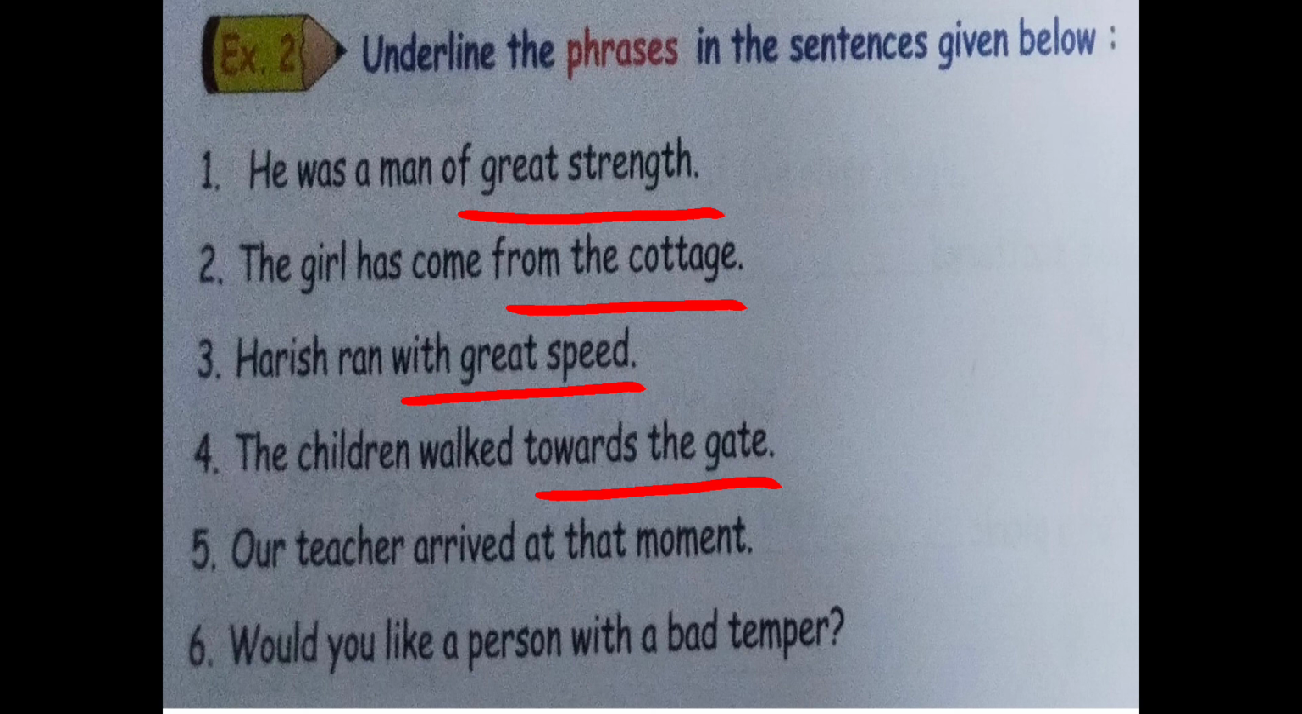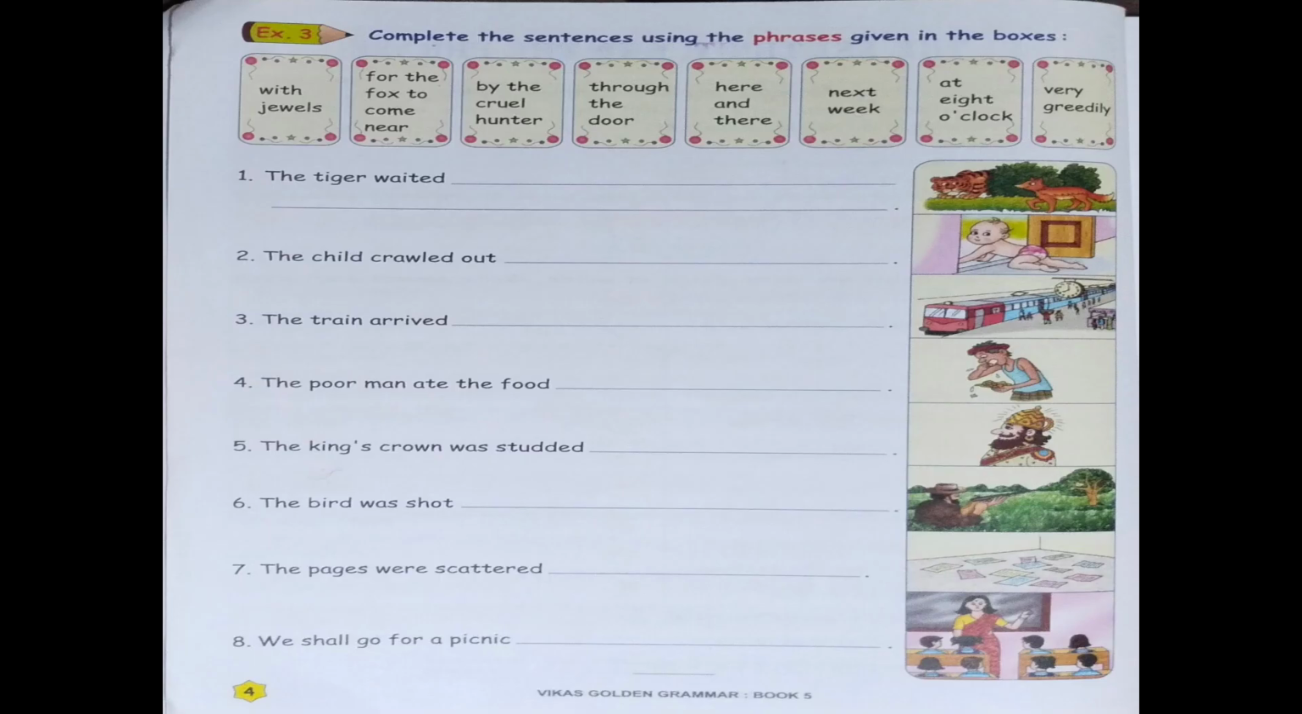Okay, next is our teacher arrived at that moment. Come on, tell me, students. Arrived is a verb. So which will be the phrase now here? At that moment. And last is, would you like a person with a bad temper? Would you like a person? But how? With a bad temper. So which will be the phrase? With a bad temper.